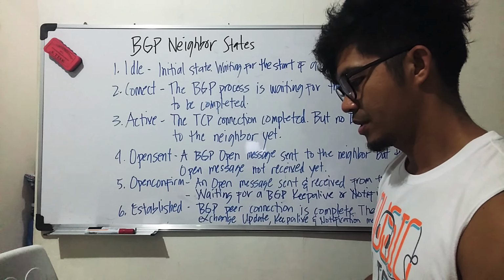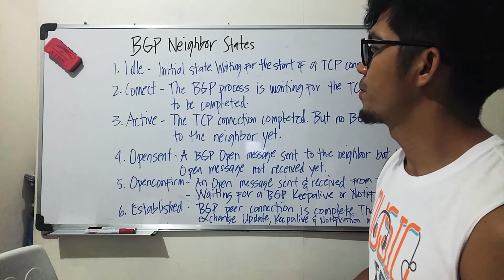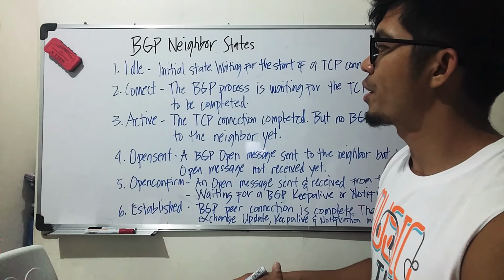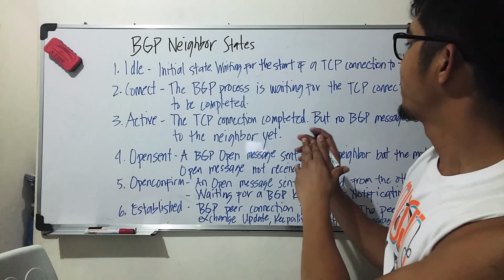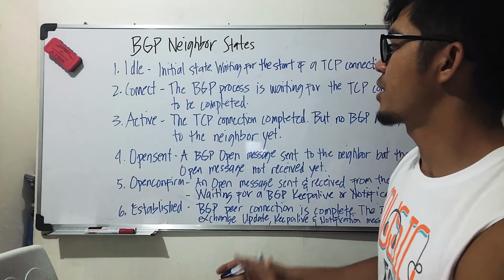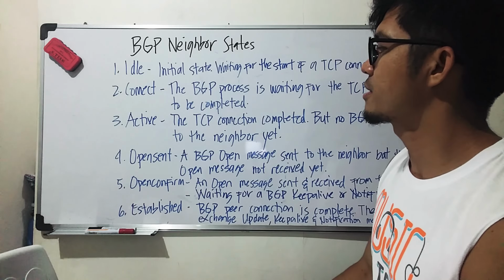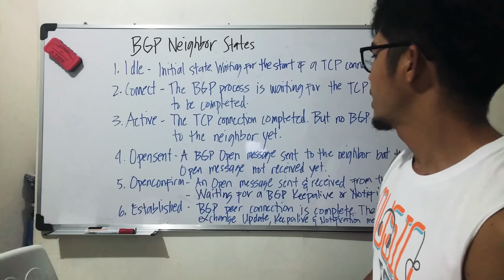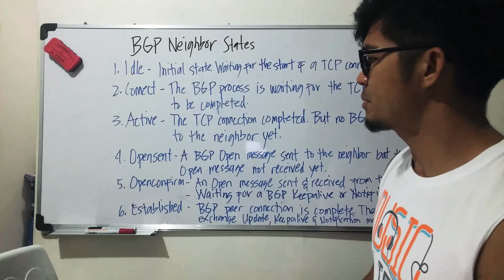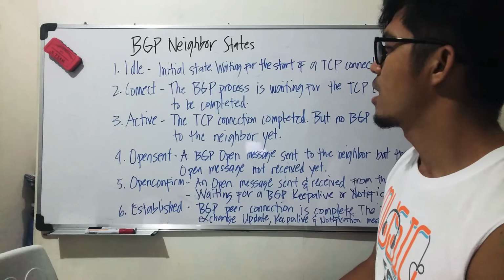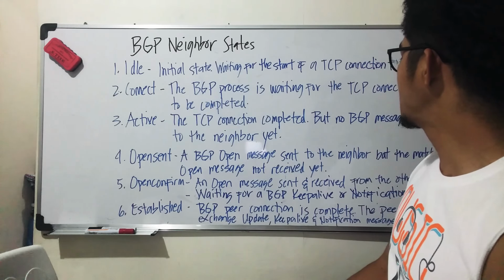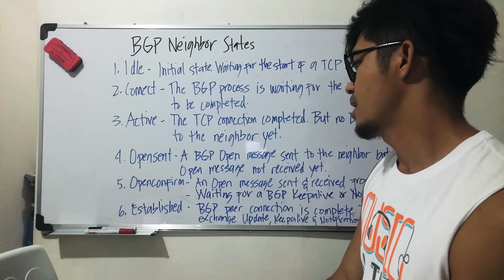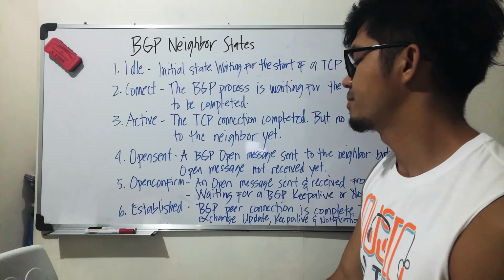So I think you can also say that you won't know whether the TCP connection will be completed or not in this state. And number 3 is active. In this state, the TCP connection has been completed, but no BGP messages have been sent to the potential neighbor yet.